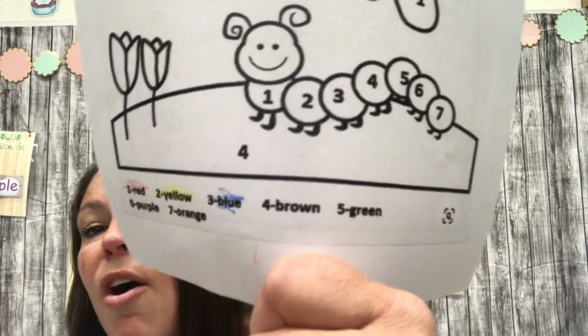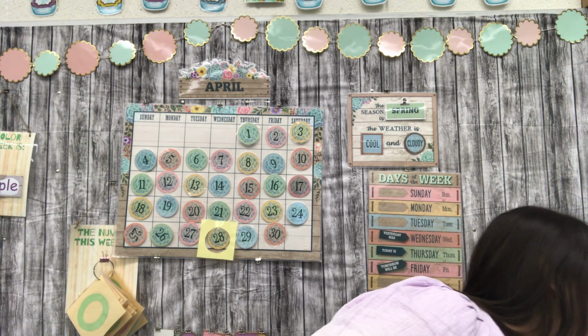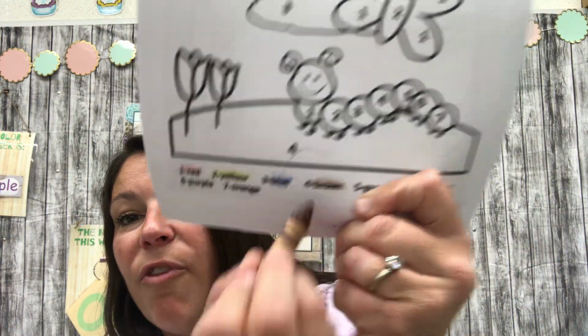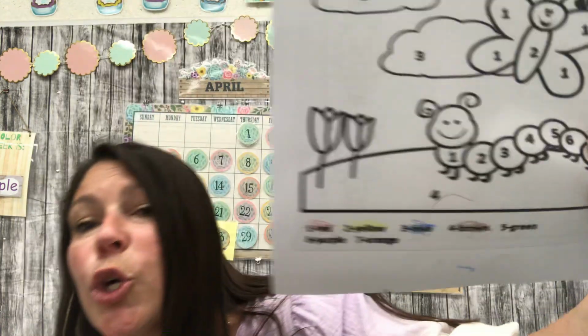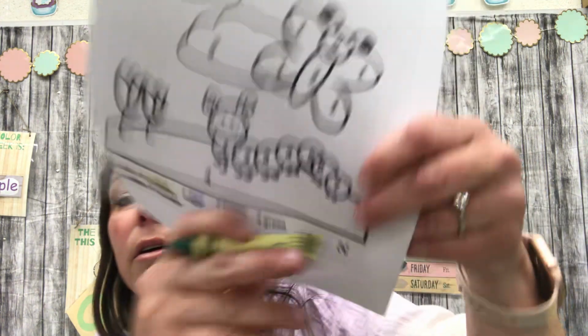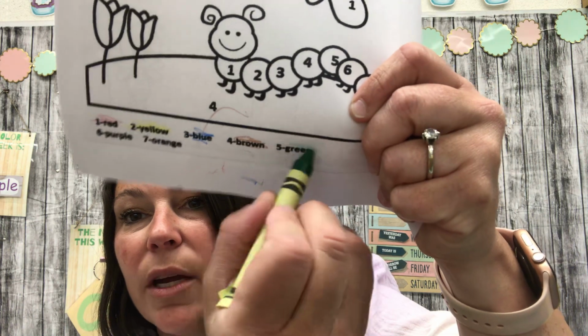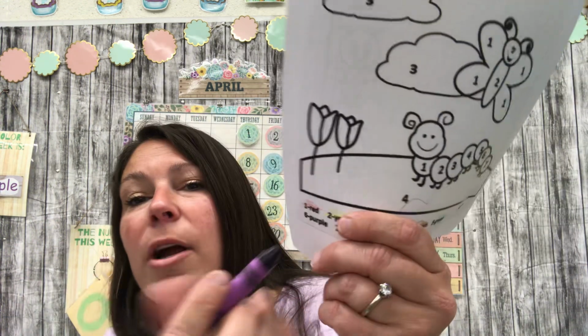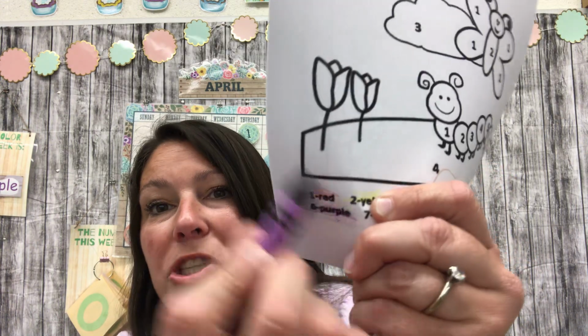All right, let's head over to 4. 4 says brown, okay? So now look for something brown to color with and color in number 4. 4 for brown. All right, let's head over to 5. Let's see what 5 says. 5 says green. So look for a green marker or crayon and color number 5 in green. Green for number 5. Number 6 says purple. Look for purple. Purple for number 6. And then you're just going to color it in. This helps you remember what you're going to color up top.